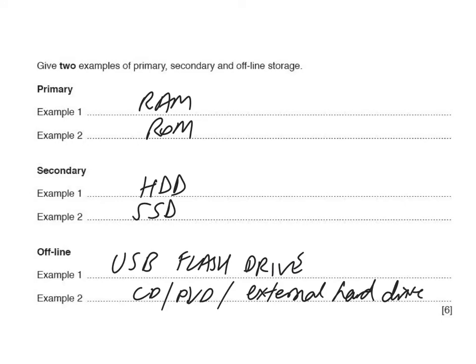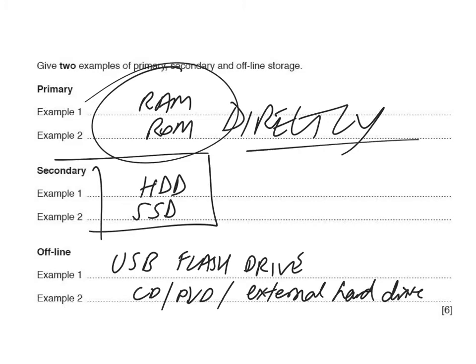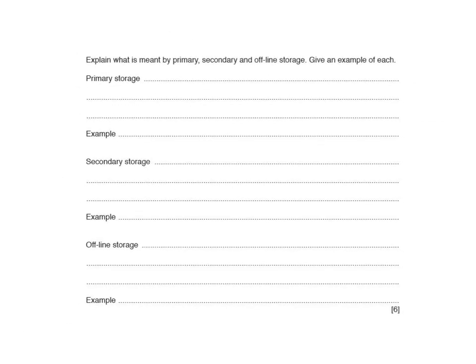Importantly, these two are pretty much limited, as are the secondary storage. And remember that these are directly accessed and they're part of the CPU itself. Another one, primary.